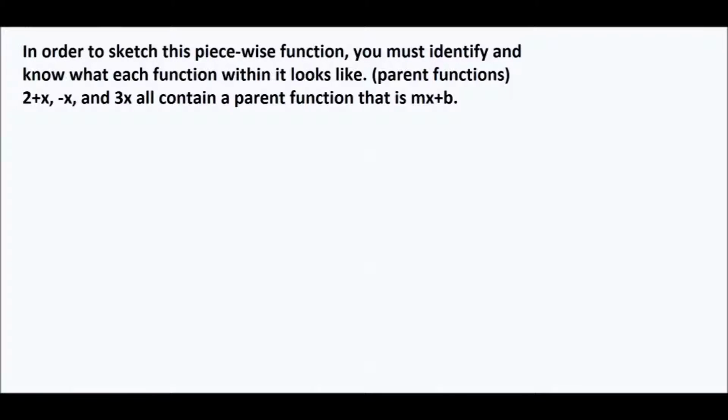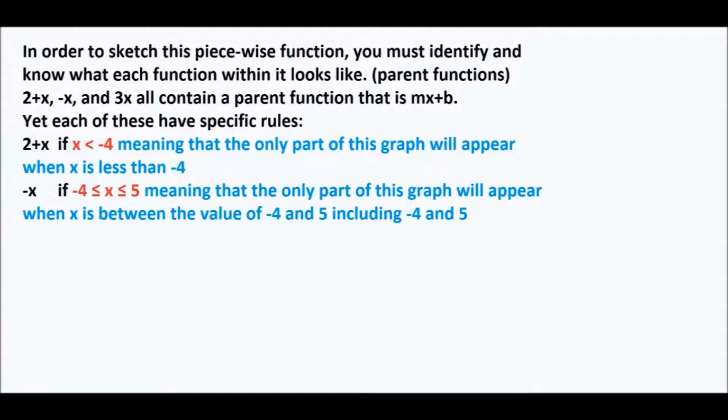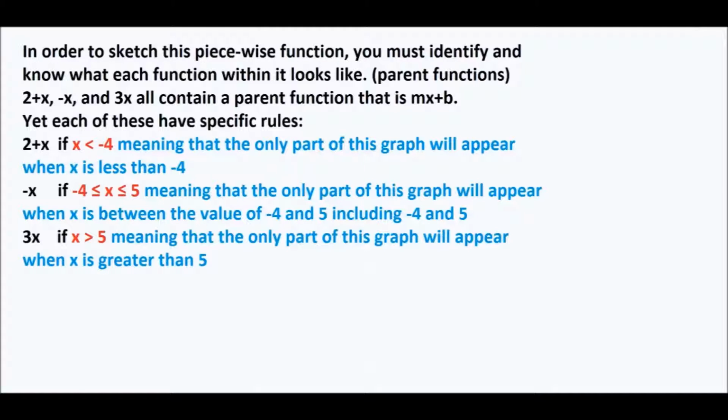2 plus x, negative x, and 3x all contain a parent function that is mx plus b. Yet each of these have specific rules. 2 plus x if x is less than negative 4, meaning that the only part of this graph will appear when x is less than negative 4. Negative x if negative 4 is less than or equal to x, which is less than or equal to 5, meaning that the only part of this graph will appear when x is between the value of negative 4 and 5, including negative 4 and 5. 3x if x is greater than 5, meaning that the only part of this graph will appear when x is greater than 5.